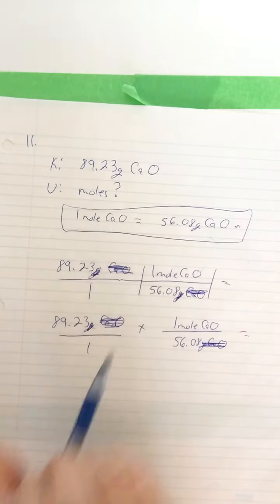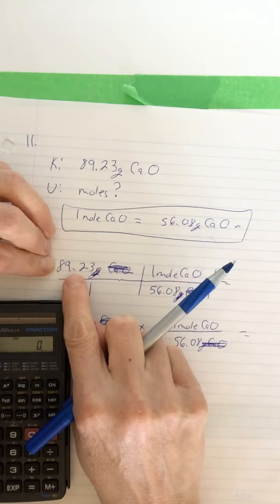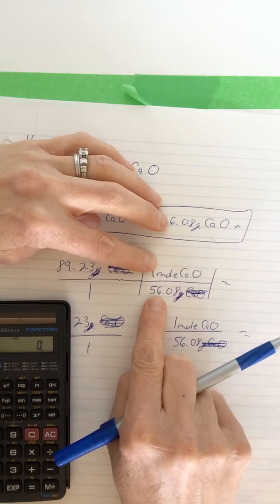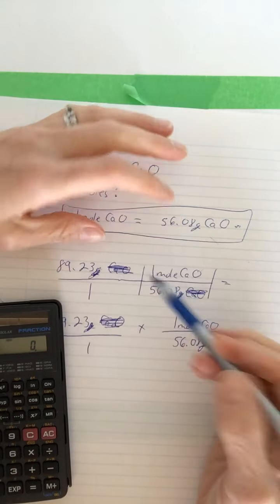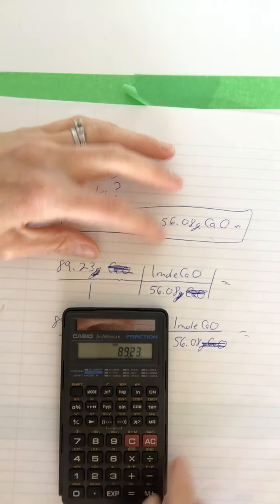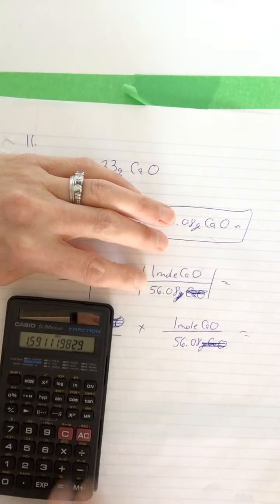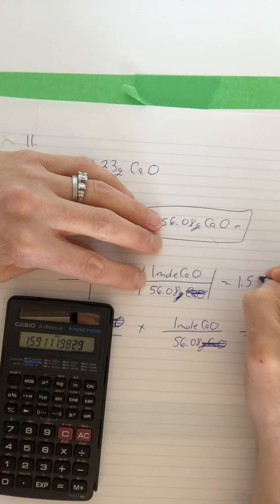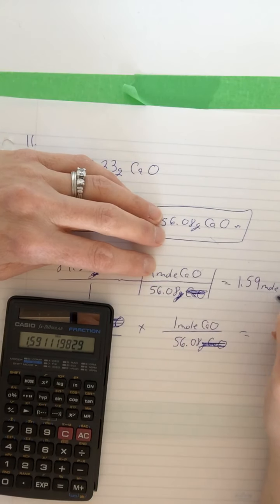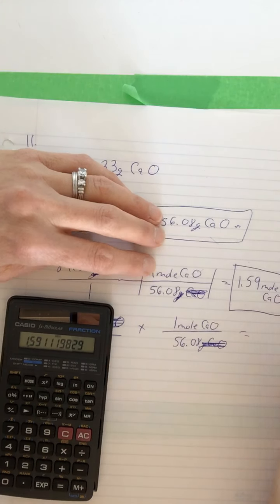How many moles is that? So let's look. Let's do the math. 89.23 times 1. I don't have to do that. And 1 times the 56.08. I don't have to do that. So all I have to do is take 89.23 and divide it by 56.08. What does that give me? 1.59. And what's the unit that's left? Moles of CaO. That's the answer.